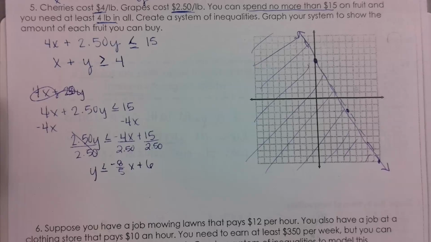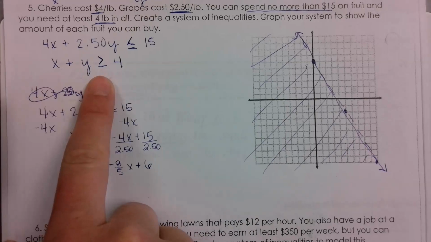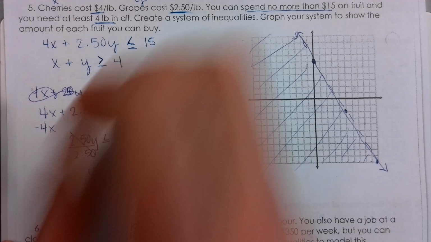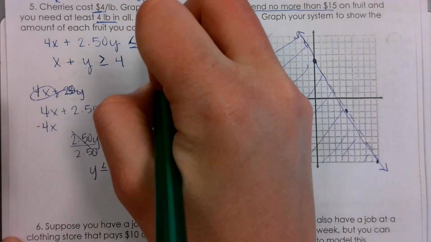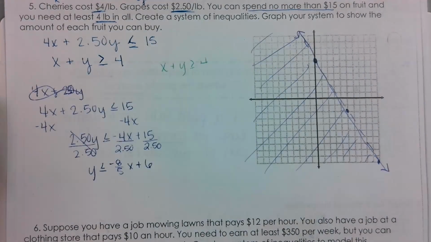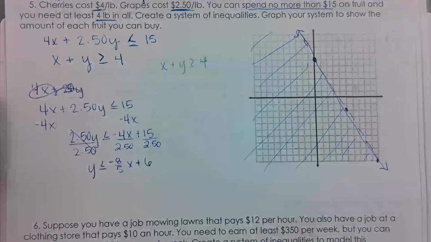So we've still got to graph our second one. We've got x plus y is greater than or equal to 4. Can we graph that just like it is right now? What do we have to do first? Solve for y. So we've got x plus y greater than or equal to 4. We've got to get y all by itself. Catherine, how are we going to do that?